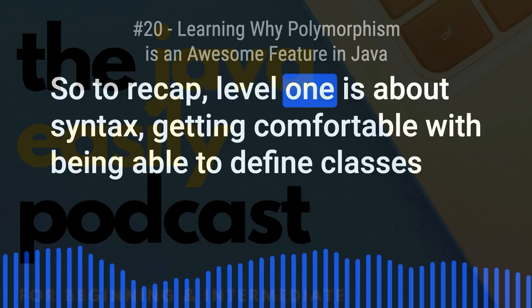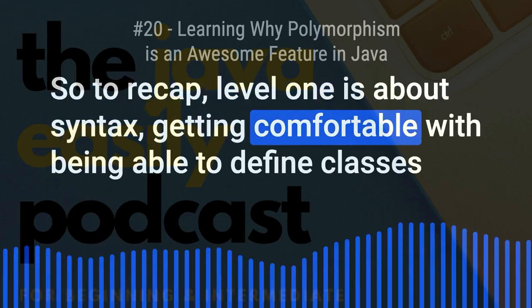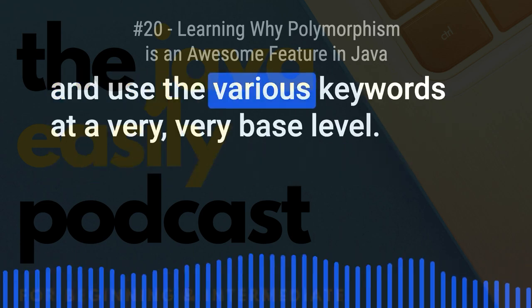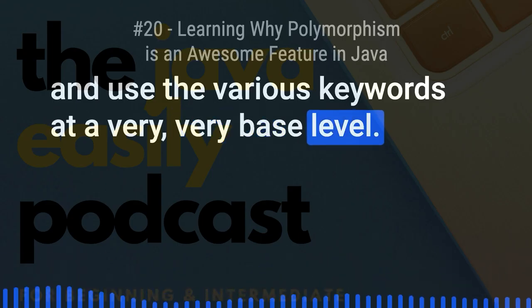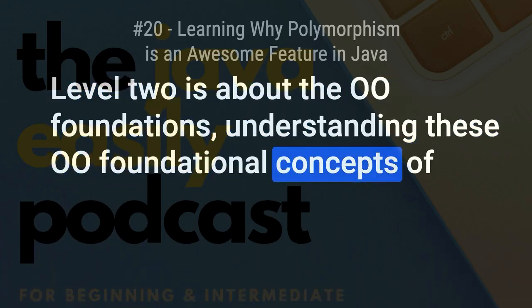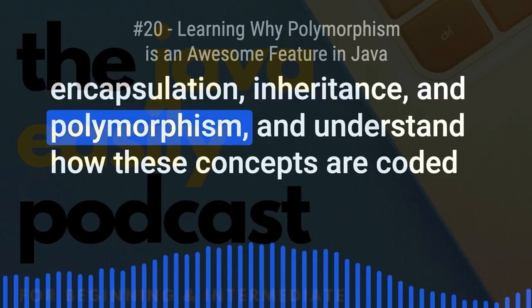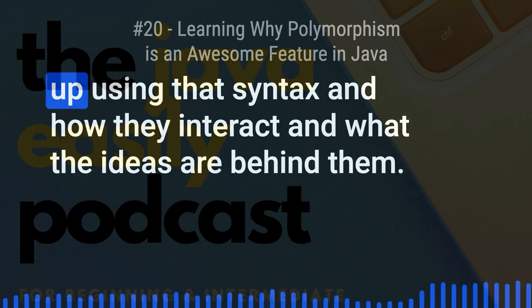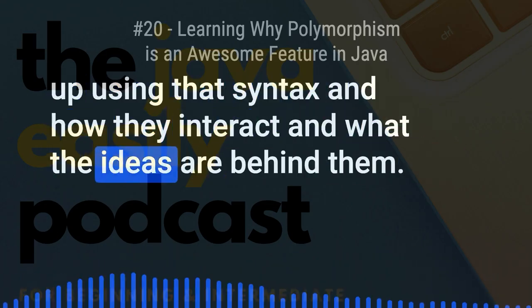So to recap, level 1 is about syntax, getting comfortable with being able to define classes and use the various keywords at a very, very base level. Level 2 is about the OO foundations, understanding these OO foundational concepts of encapsulation, inheritance, and polymorphism, and understanding how these concepts are coded up using that syntax and how they interact and what the ideas are behind them.